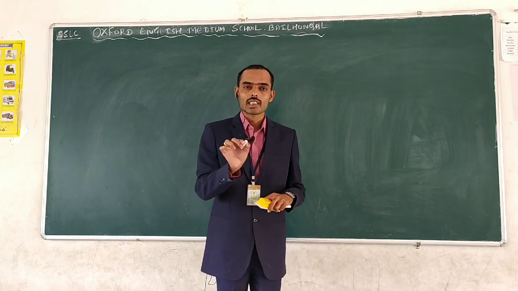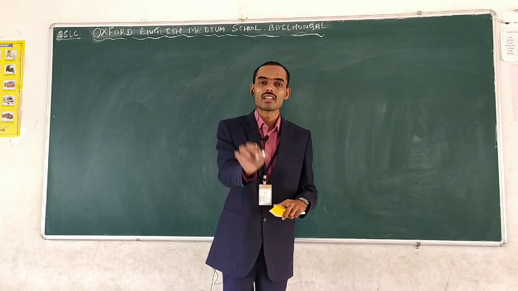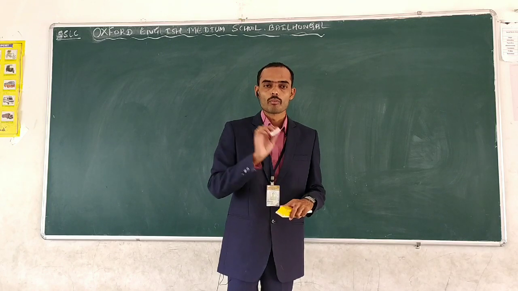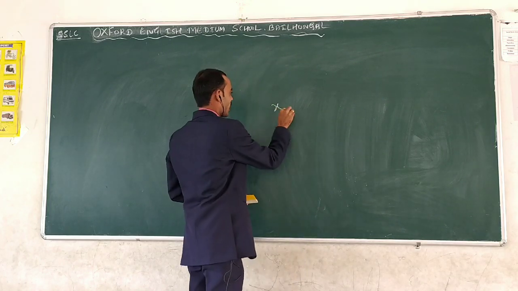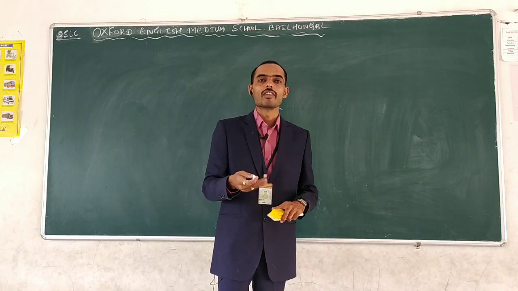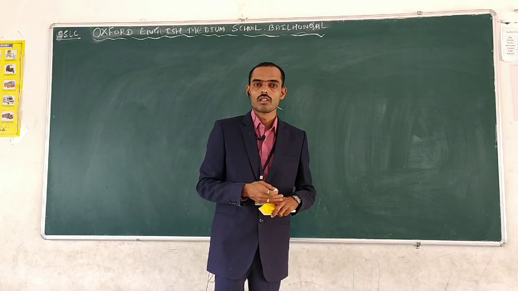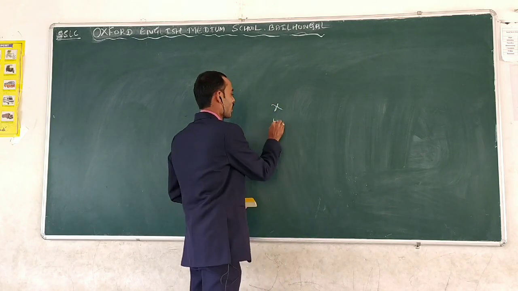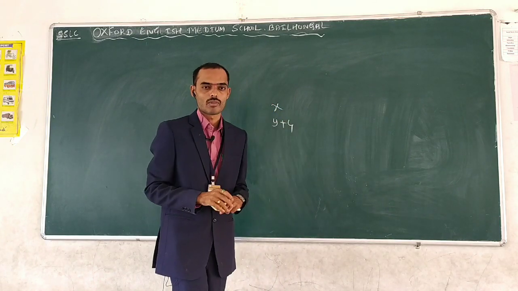Monomial means what? The algebraic expression having a single term is called a monomial, that is only x, a single term. Next, binomial. The algebraic expression having two terms is called what? Binomial. For example, y plus 4, two terms.